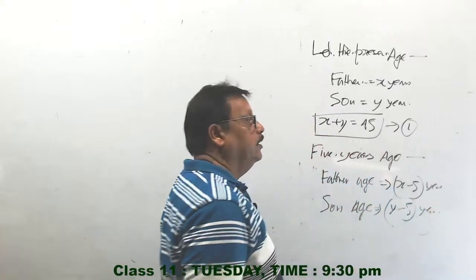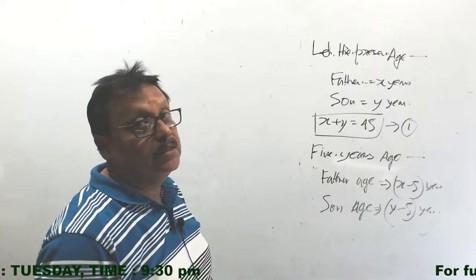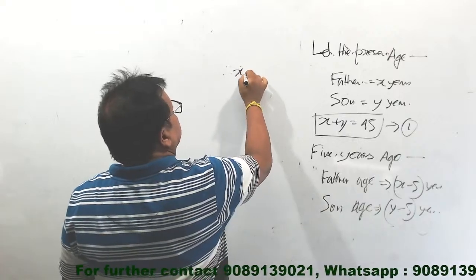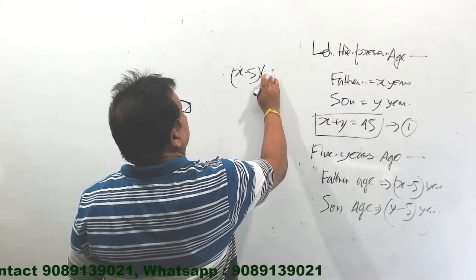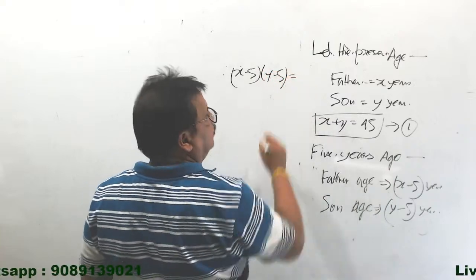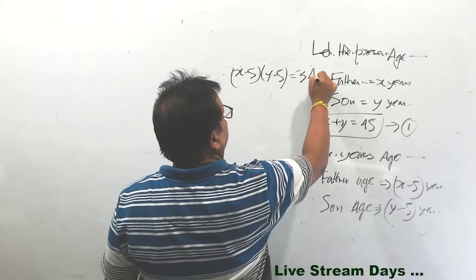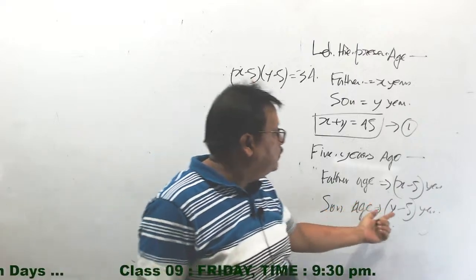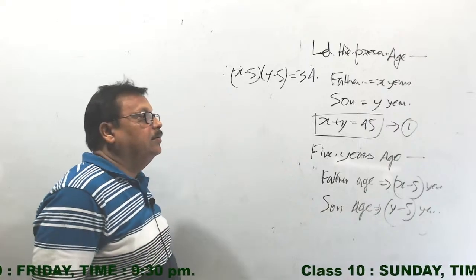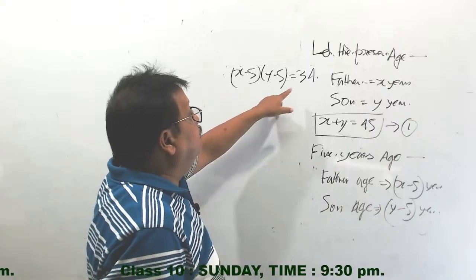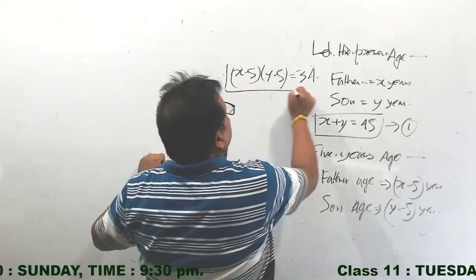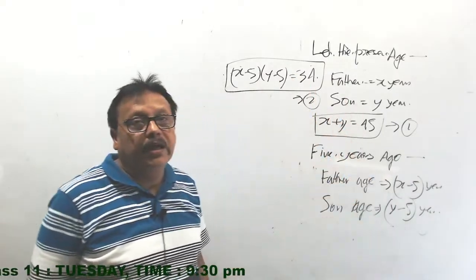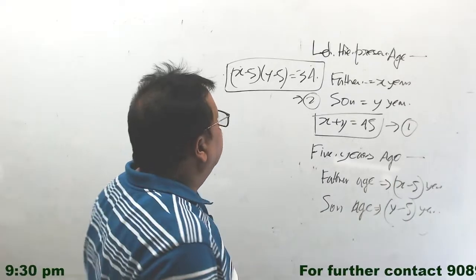Now what is the condition given? 5 years ago, the product of their ages. Therefore, x minus 5 into y minus 5 is equal to 34. Understood? The product of their ages, x minus 5 and y minus 5, is equal to 34. Now, by solving these equations, find the values of x and y. How will you solve it?